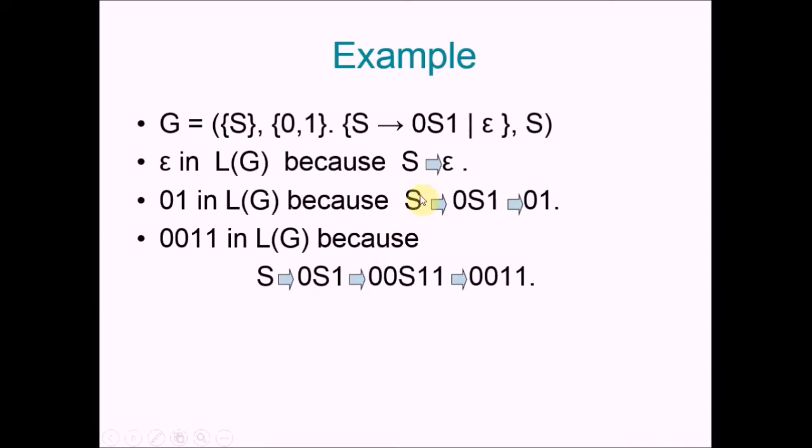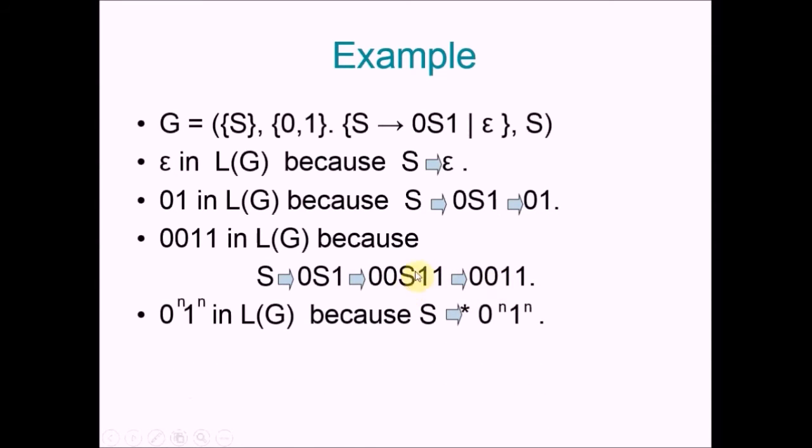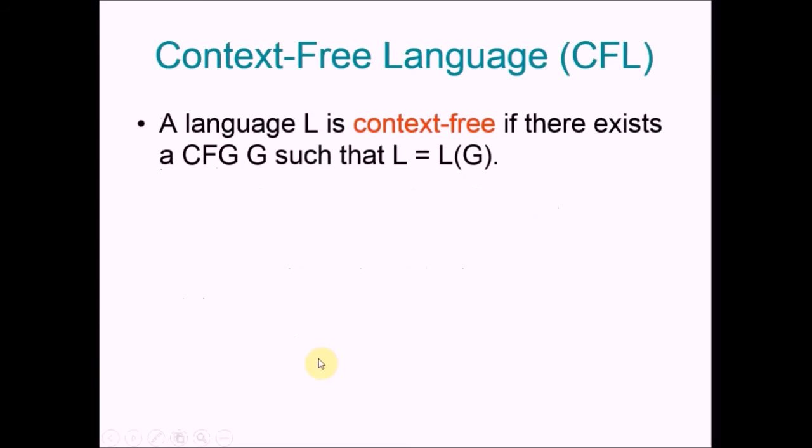Now we can substitute. As we have seen, S goes to epsilon, we substitute it as 0S1, and then we substitute S again with 0S1, so it becomes 00S11, and finally it becomes 0011. So now we can keep substituting the value, and we can say that 0 to the power n, 1 to the power n is in LG, because S goes to star 0 to the power n, 1 to the power n. It becomes the language for this given grammar. As I already mentioned, LG is 0 to the power n, 1 to the power n, where n is greater than 0, is the language obtained from this grammar.